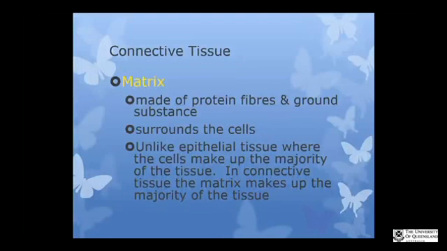So the matrix is made of these protein fibers and the ground substance, and the matrix is what surrounds all the cells. And unlike epithelial tissue, where the cells make up the majority of the tissue, in connective tissue, the matrix makes up the majority of the tissue. So in epithelia, you've just got lots of cells and nothing else, or very little else. And in connective tissue, you've got lots of matrix and very few cells.